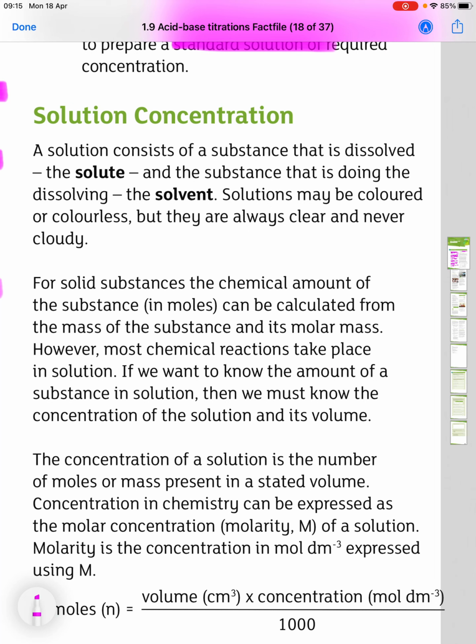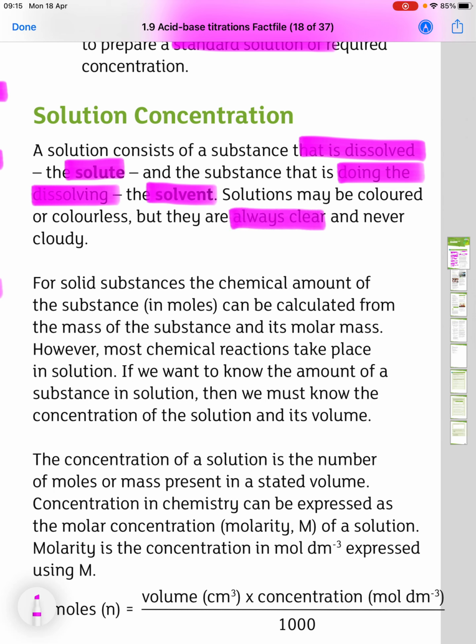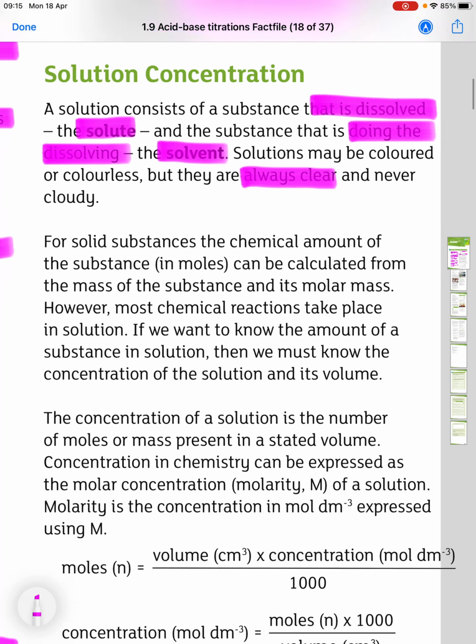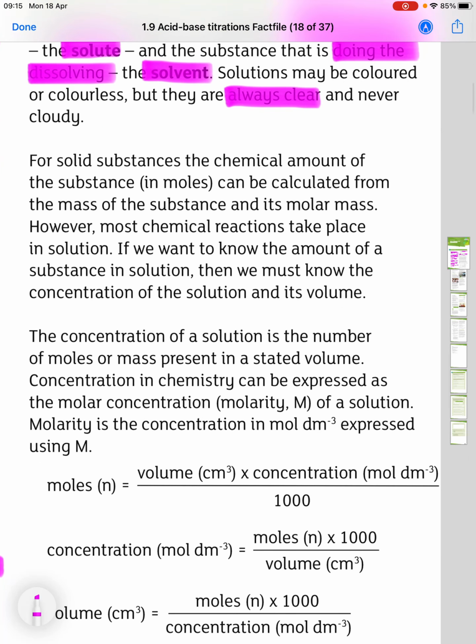So if we think first about solution concentration, a solution consists of a substance that is dissolved, that's the solute, and the substance that is doing the dissolving, which is the solvent. Solutions may be coloured or colourless, but they are always clear and never cloudy. So for solid substances, the chemical amount of the substance in moles can be calculated from the mass of the substance and its molar mass.